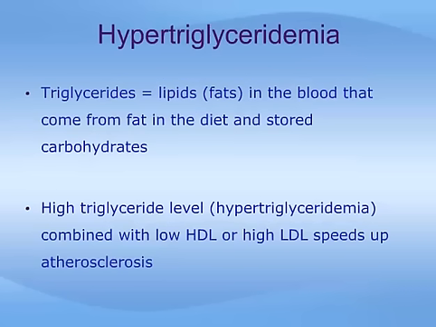Triglycerides are a class of lipids, or fats, in the bloodstream and in all the cells of the body that come directly from fat in the diet and from carbohydrates that are not used immediately for energy. A high triglyceride level, called hypertriglyceridemia, combined with low HDL cholesterol or high LDL cholesterol, seems to speed up atherosclerosis.